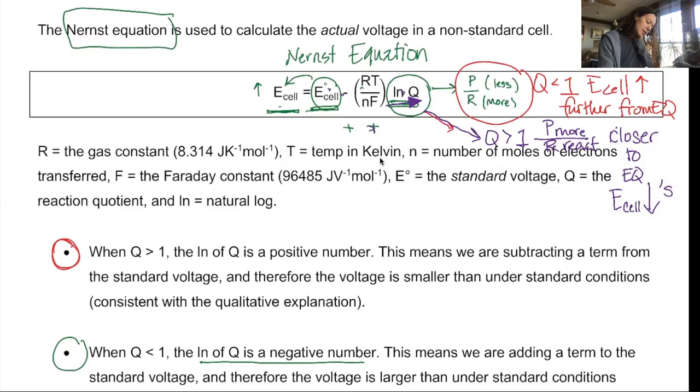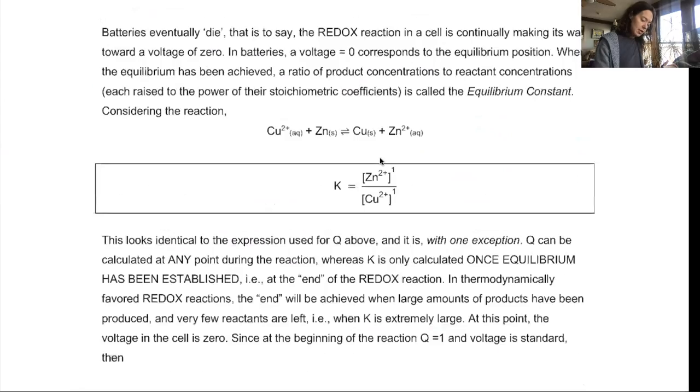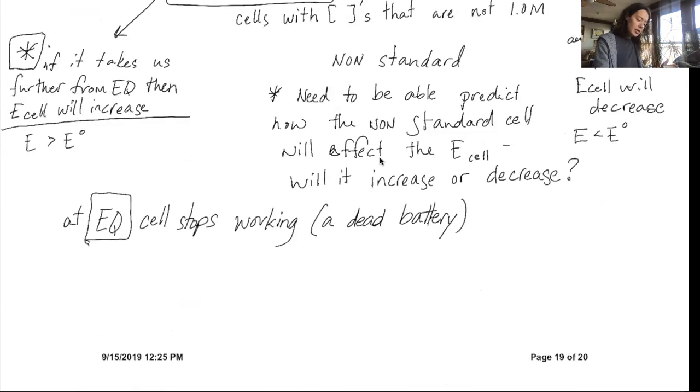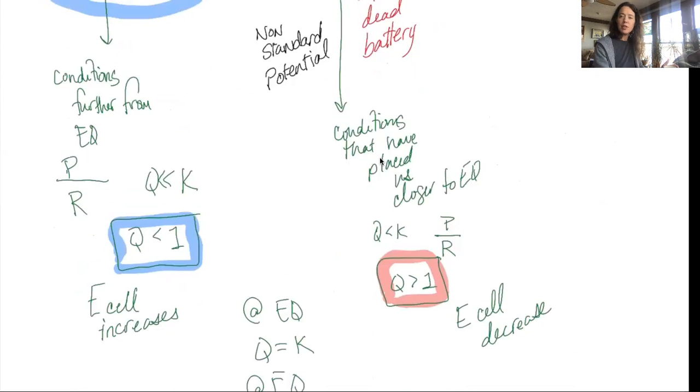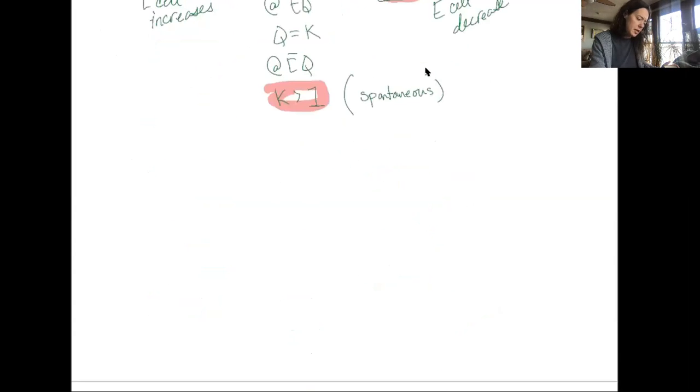You could look at it as the natural log of a number that's greater than 1 is a positive number, and when we subtract a positive number from a positive number, we get a smaller number. You could think of it qualitatively, like we tried to do here, okay? But you got to think of it one of those two ways. I think that's all I need to say there.